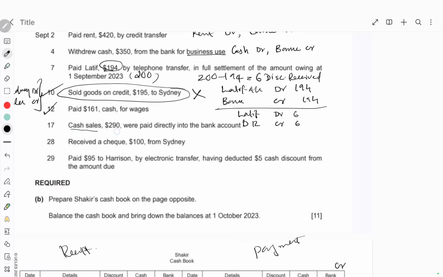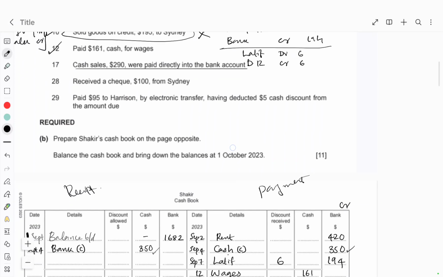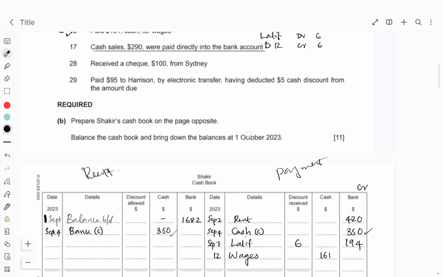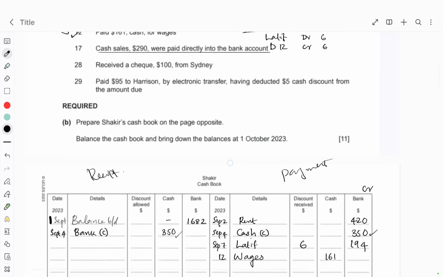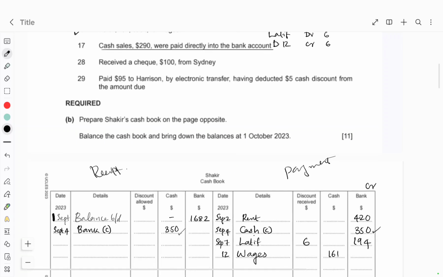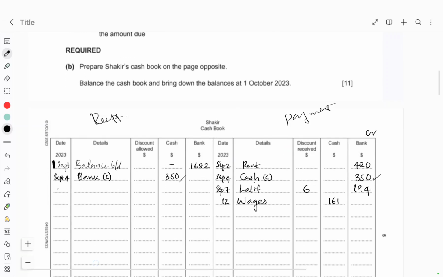This kind of transaction you can directly post to your bank account, because both are given together. If it is given separately, we need to post separately. Cash sales then paid directly into the bank means that is a contra entry. So here you can directly post because the effect is the same. Cash sales means cash account debited, sales account credited. So it's a receipt transaction, right? We are getting money.